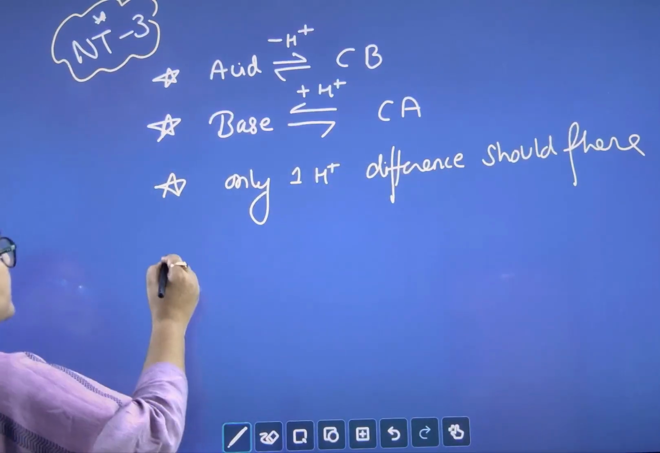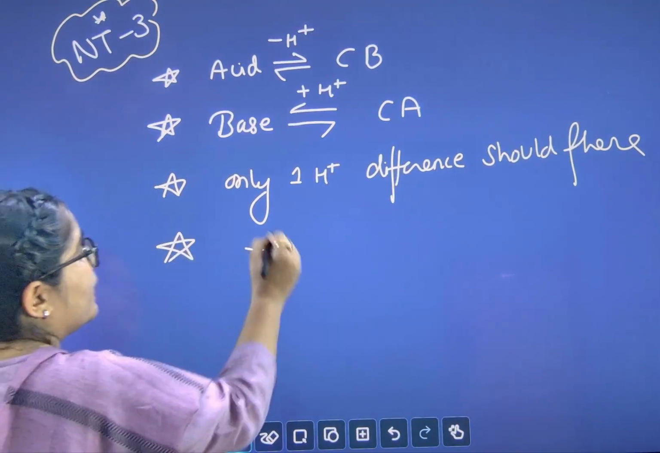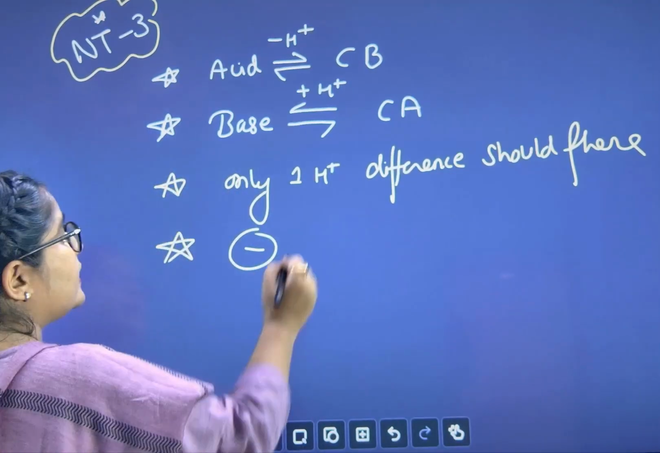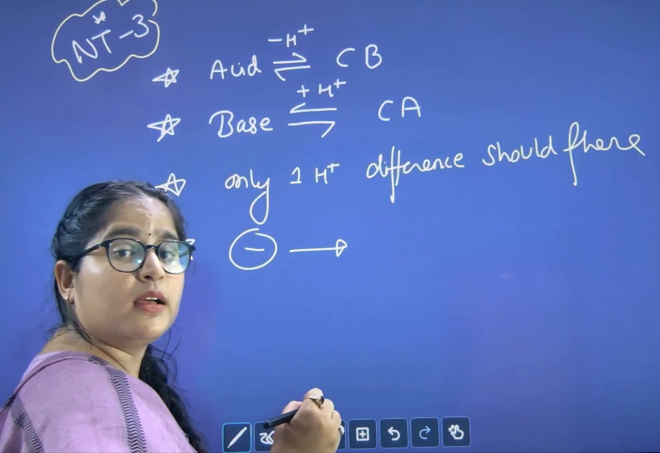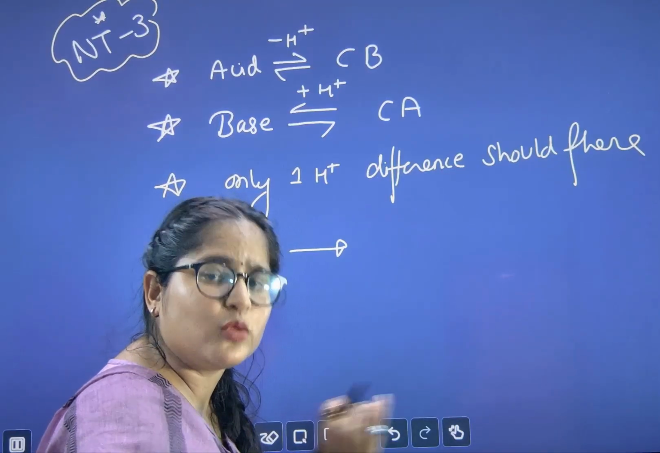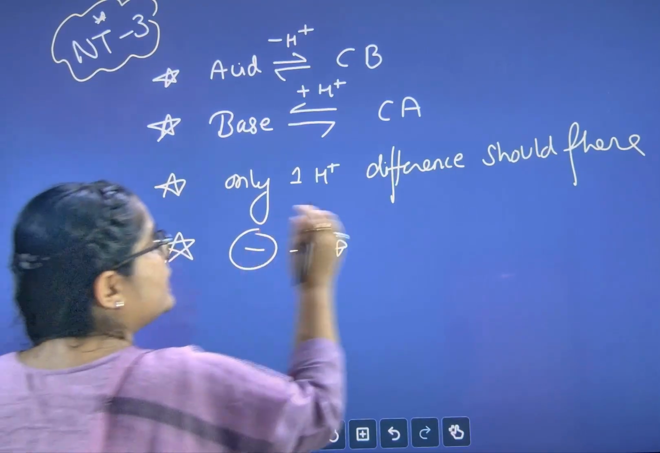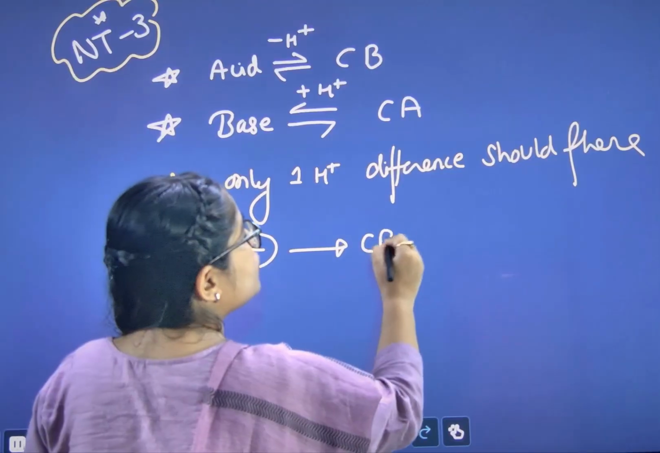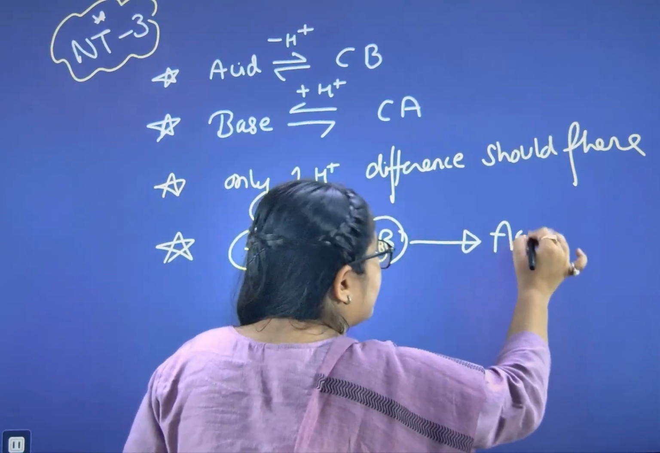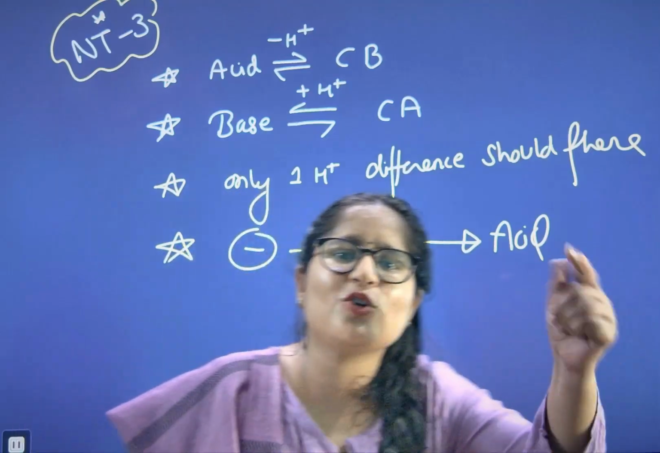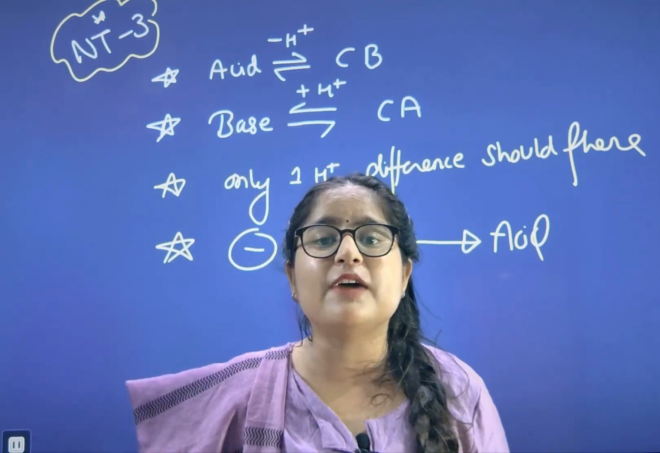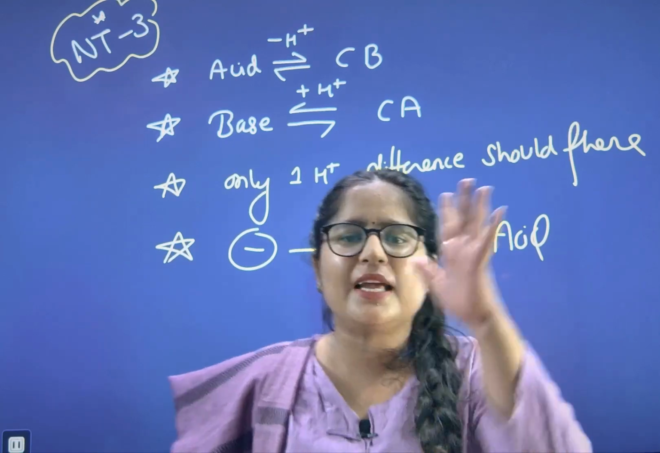Okay. Next, star point 3. If in any option a negative sign is there, what does it mean? Hydrogen has been lost, because only then will an anion form. So minus means surely it is a conjugate base. And from where does the conjugate base come? The conjugate base comes from the acid. So whenever you see minus, it means it is a conjugate base, and the conjugate base has come from the acid. Easy or not? Very easy, right?